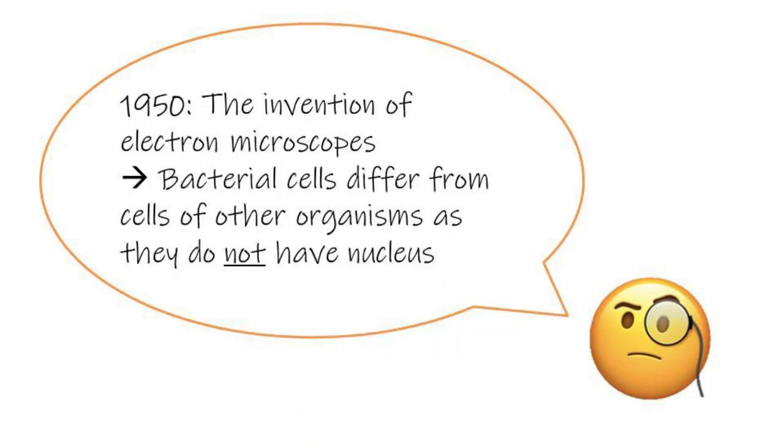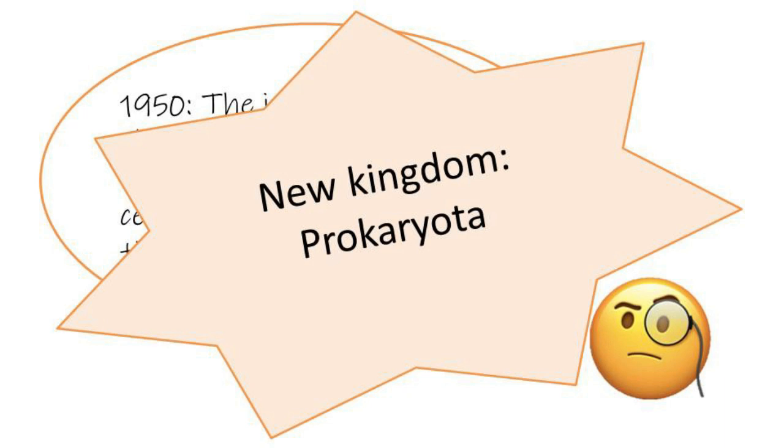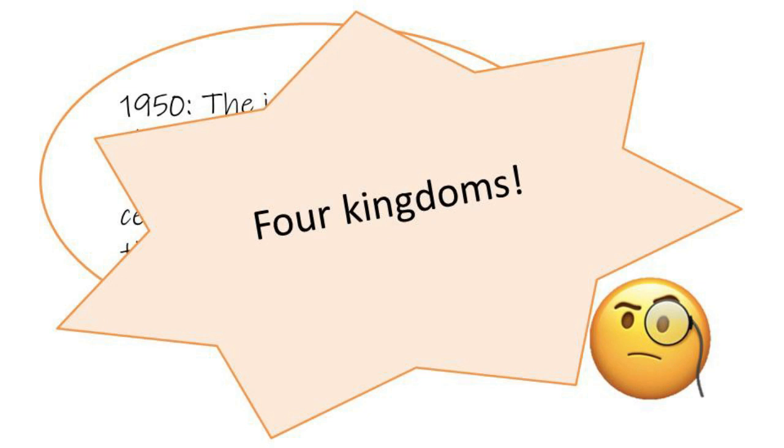In the 1950s, the invention of electron microscopes allowed scientists to observe the detailed structures of bacteria. They found that bacterial cells differ from the cells of other organisms in that they have no true nucleus. Thus, it was proposed to put bacteria in a new kingdom, Prokaryota. A four-kingdom system was established.